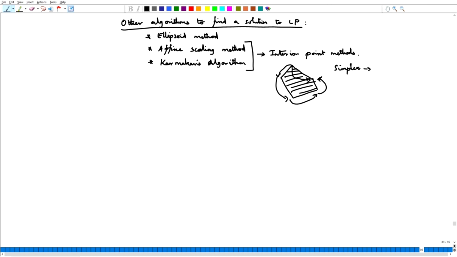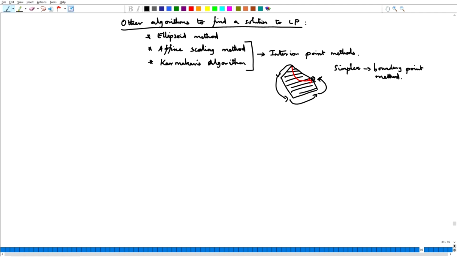Suppose this is the answer, as an example. You will never see it going like this if this is the answer. So let us say this is the solution and this is the starting point. The simplex method always traverses like this, but never in the interior. So you can call the simplex method a boundary point method. Whereas the affine scaling method and Karmaker's algorithm travel using the interior.